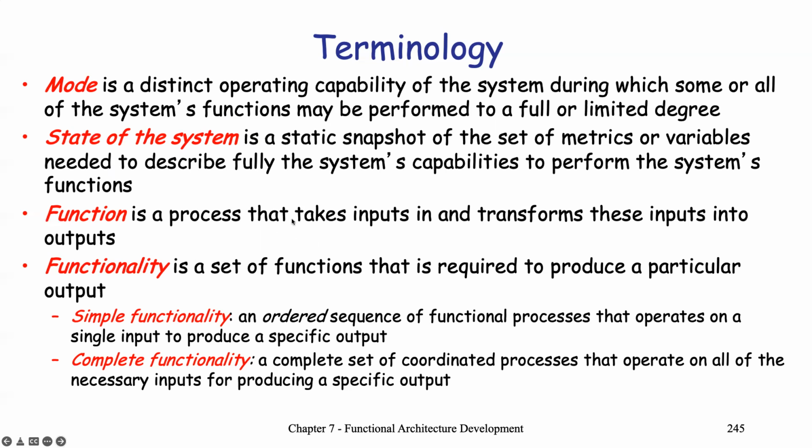A function is a process that takes inputs and transforms them into outputs. You can be thinking of this as like a black box, so there's an input and an output. We've looked at it in a couple different ways. Functionality is a set of functions that is required to produce a particular output. And so we can either have simple functionality or complete functionality. Simple functionality is an ordered sequence of functional processes that operates on a single input to produce a specific output. And complete functionality is a complete set of coordinated processes that operates on all of the necessary inputs for producing a specific output.